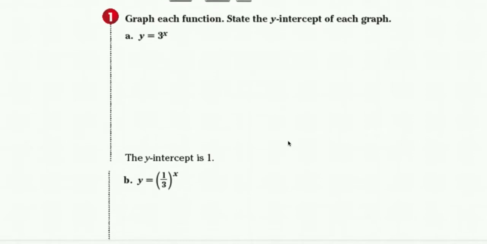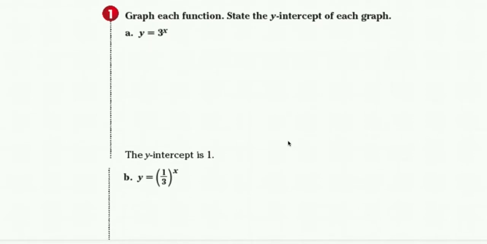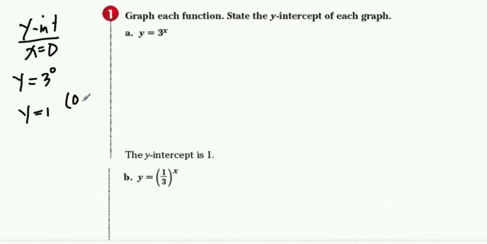Graph each function, state the y-intercept of each graph. So you have y equals 3 to the x, and remember, in order to find your y-intercept, x should be equal to 0. So in this case, y is equal to 3 to the 0 power, and anything raised to the 0 power is 1, so y equals 1. So when x is equal to 0, y is equal to 1. Our y-intercept would be 0, 1.